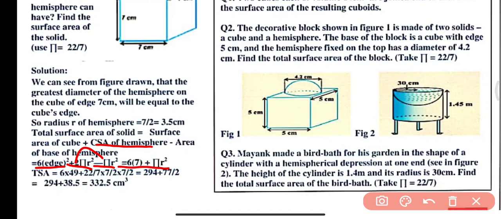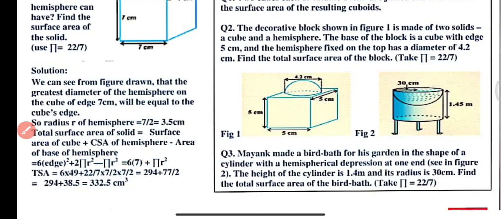So 6 into edge square, edge is 7 cm, so 7 square, 6 into 7 square plus pi, 22 by 7, and radius is 7 by 2, 7 by 2. So after simplifying we will get total surface area of block as 332.5 cm square. Keep in mind this is area, so area will be in square unit. So 332.5 cm square will be the area of this block.